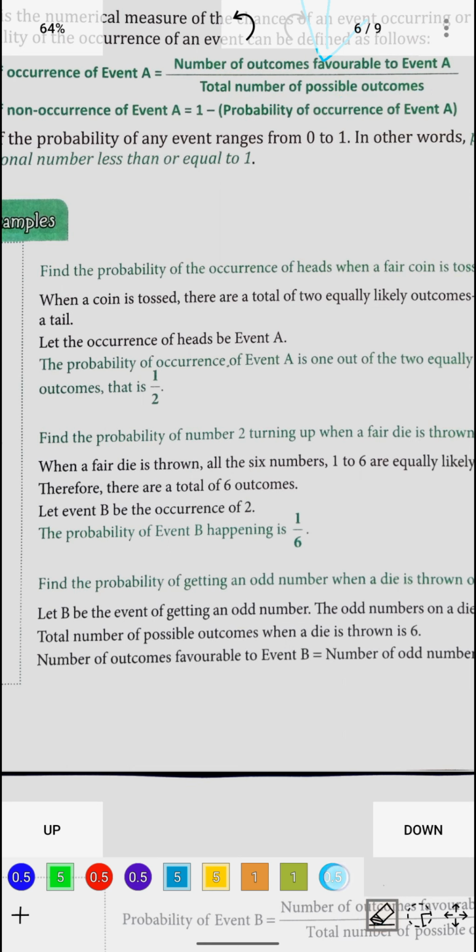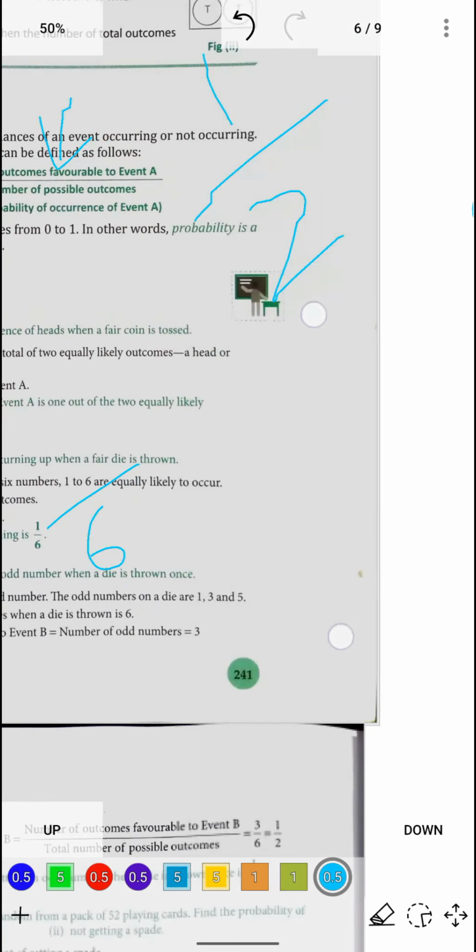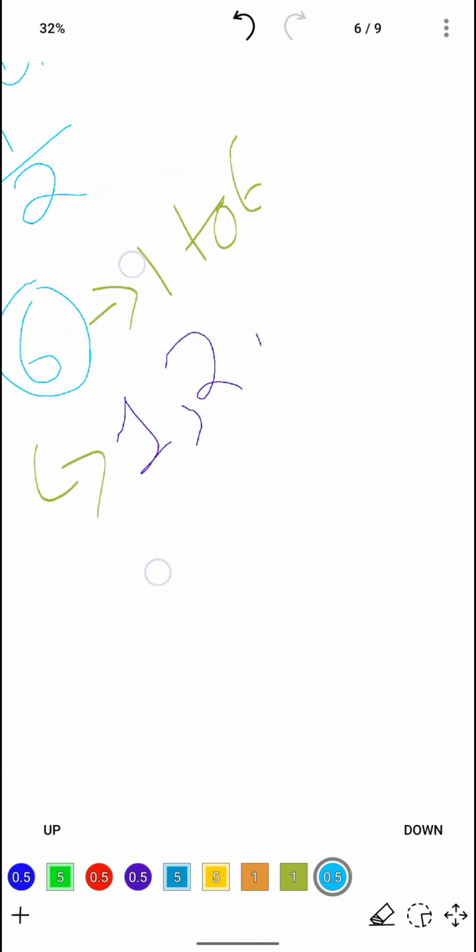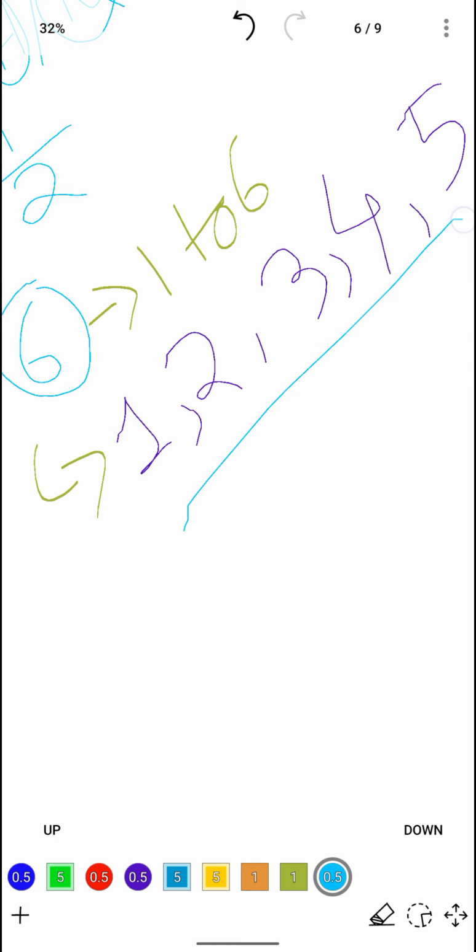So the number of possible outcomes is 6. And how many 2's are there? Look at here. How many 2's are here? There is only one 2. So there is only one face of the die, when it comes up, we'll get the number 2.